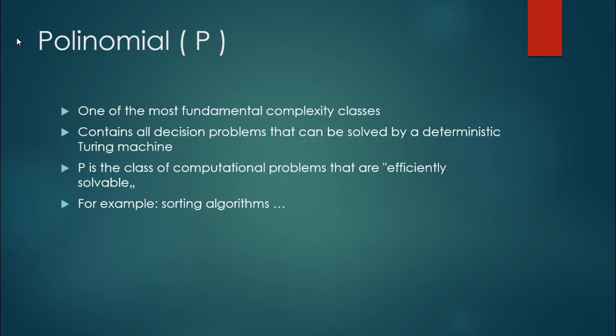So let me tell a few words about each of them. The polynomial class is one of the most fundamental complexity classes, and it contains all decision problems that can be solved by a deterministic Turing machine. P is the class of computational problems that are efficiently solvable. So we can solve sorting with any kind of sorting algorithm in linear or logarithmic time complexity, or even, for example, with bubble sort, we can solve it in n squared time complexity, which is not so efficient. We can do better, but it's definitely polynomial.